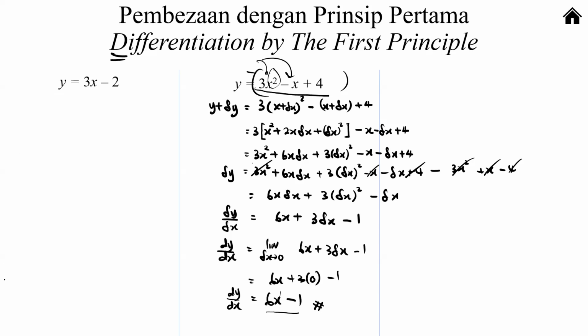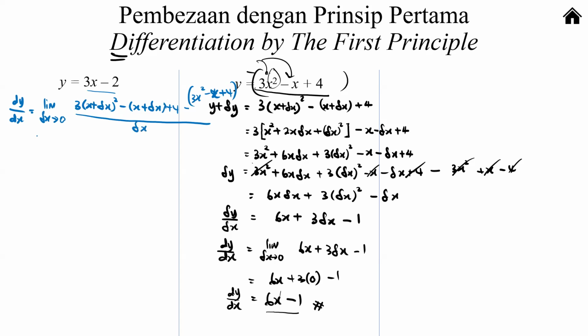Now what if you use the formula? The formula straight away dy dx, then you have to keep writing the limit as delta x approaches 0. So you shall take the function, the 3x squared, so 3 times x plus delta x squared minus x plus delta x, and then plus 4 minus the 3x squared minus x plus 4. Don't forget, minus the whole y. So you have to put the bracket there over delta x.